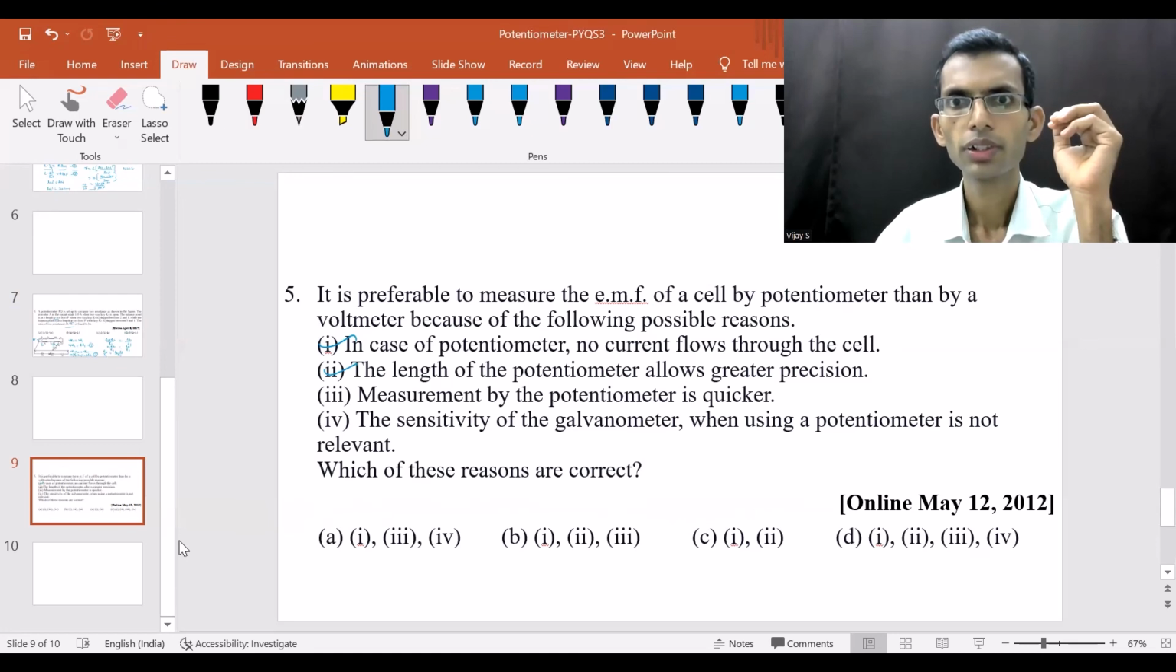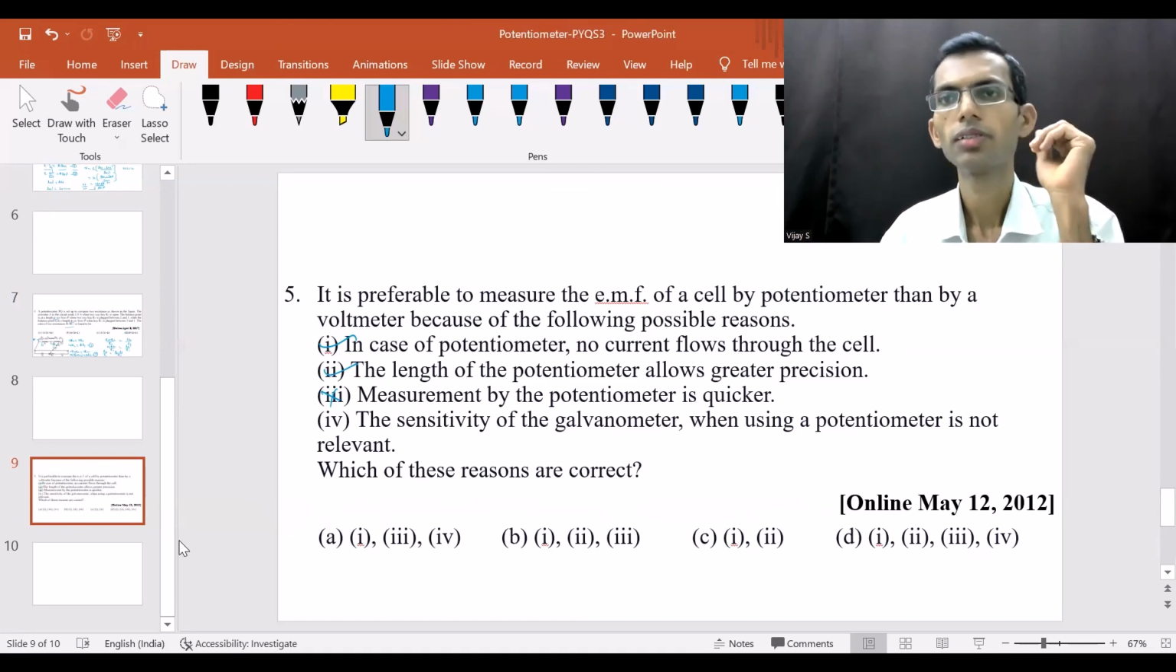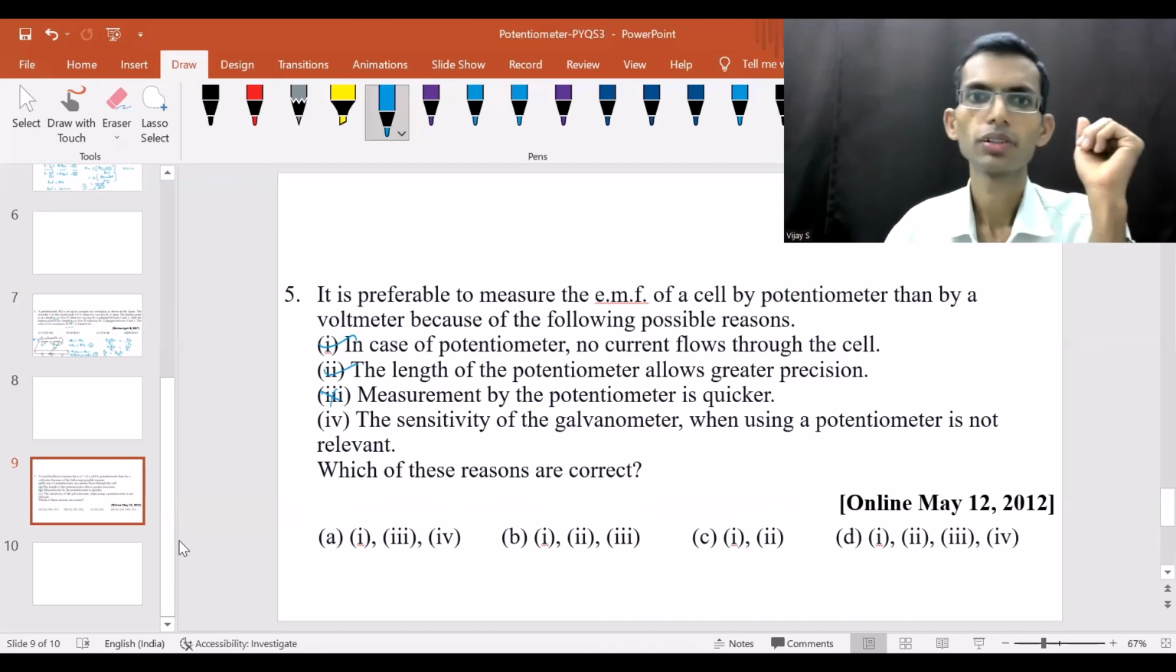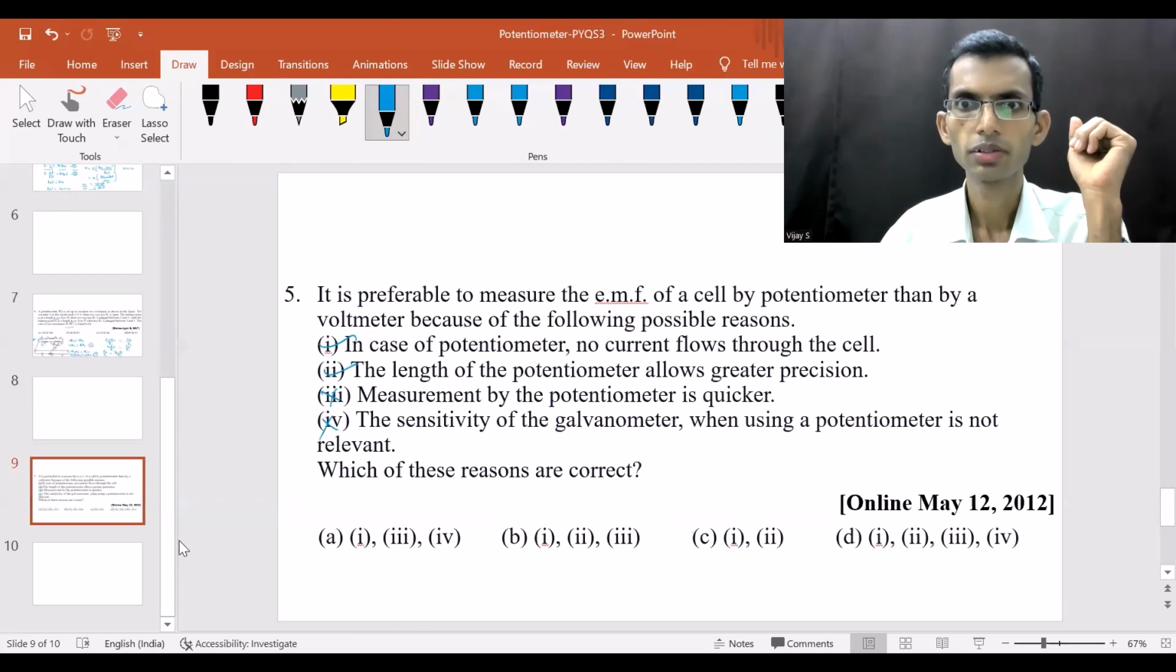Measurement by the potentiometer is weaker. We cannot say this, right? The sensitivity of the galvanometer when using a potentiometer is not relevant. No, it is relevant because higher is the sensitivity of the galvanometer, greater is the precision of the measurement. So this is also wrong. 1 and 2 are correct. Which option satisfies? C. So C is the answer.